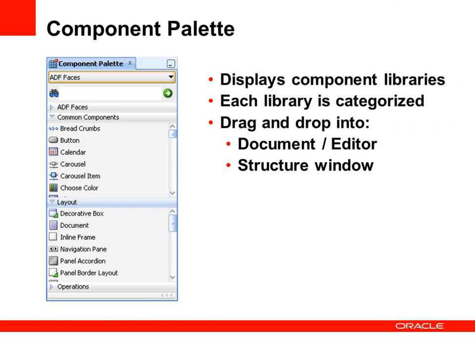The component palette is designed to show you all the components that you can drag and drop into the structure window or the main document and editor window. It is basically broken up into a number of accordion controls that categorize the number of components available via the current component library that you have selected.